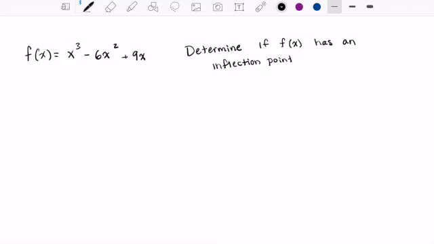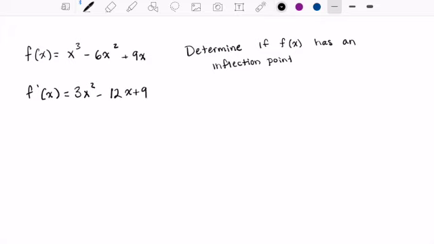So we have f of x equals 3x cubed minus 6x squared plus 9x, and they want us to determine if f of x has an inflection point. So the first thing that I need to do is take our first derivative. So f prime of x equals 3x squared minus 12x plus 9.